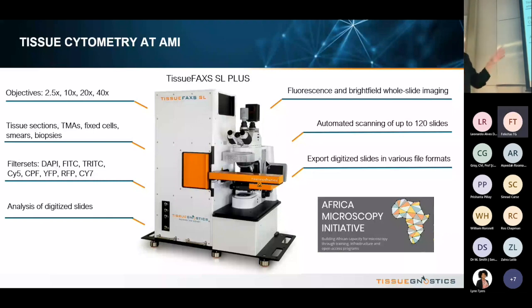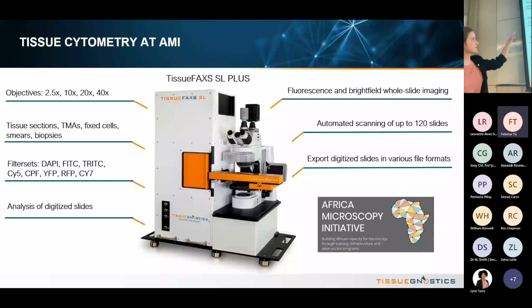You have different kinds of objectives. With this system, you have a 2.5x, which is usually used for preview. Usually you first preview the slide, then you do some tissue detection, and then you acquire it in high resolution. And for high resolution, we have 10x, 20x, and 40x objectives. Theoretically, if there's any need, it can also be upgraded. We even have systems with 100x objectives. So you can scan tissue sections on slides, also TMAs, fixed cells, but we will come to this later.